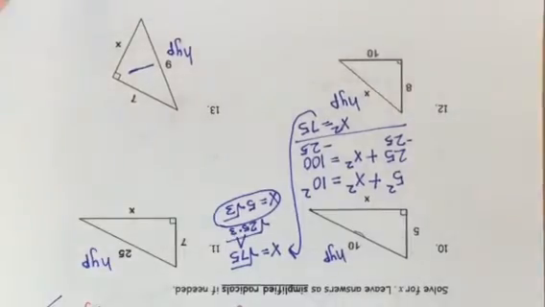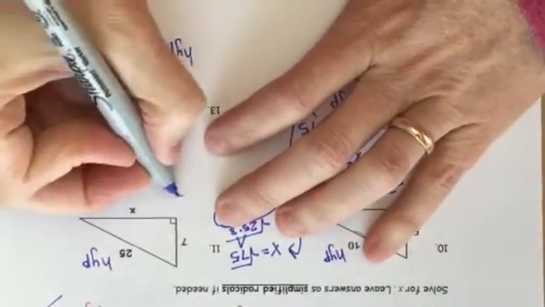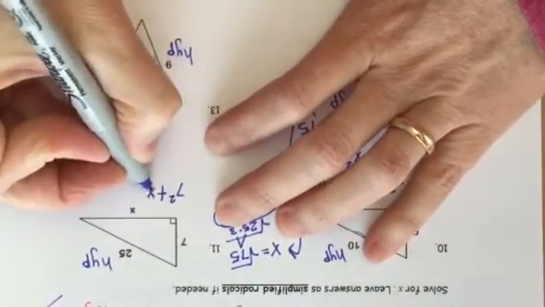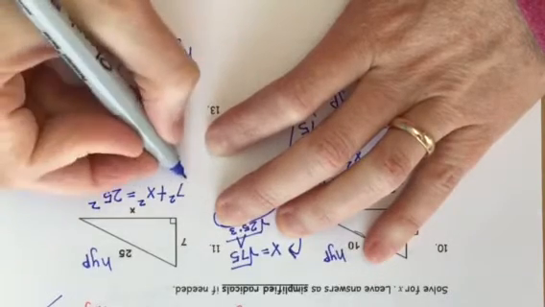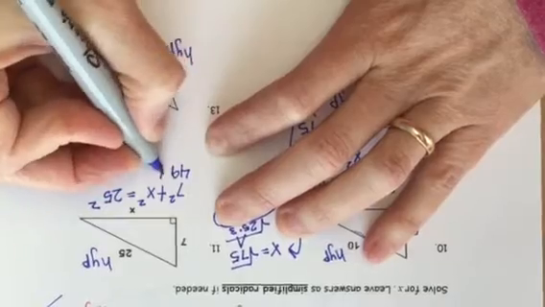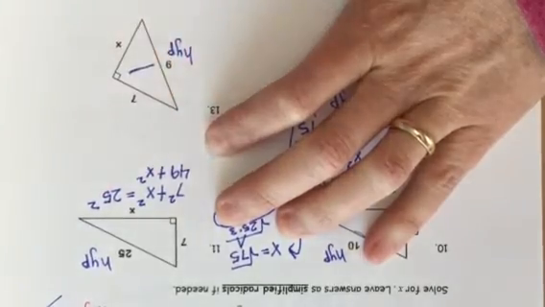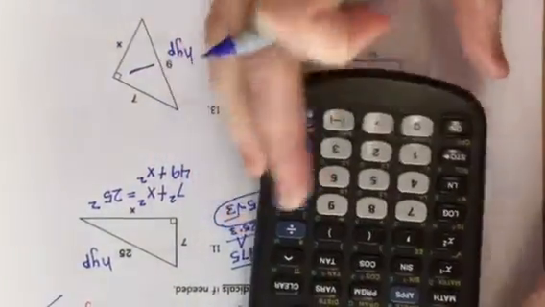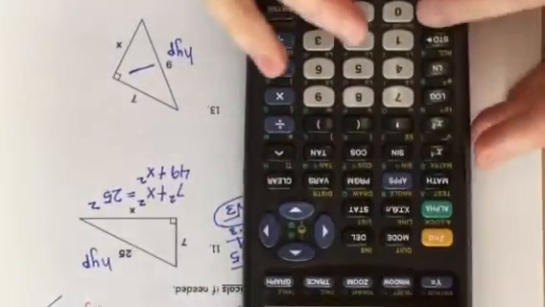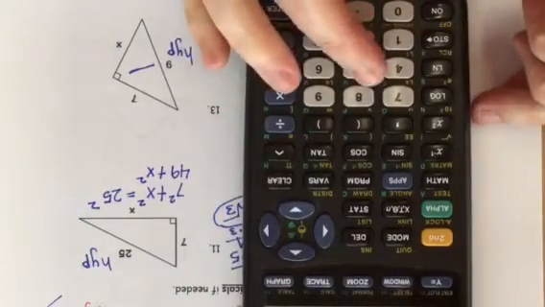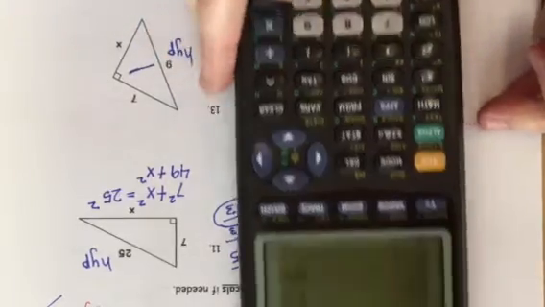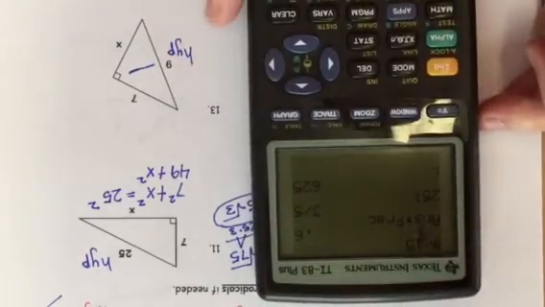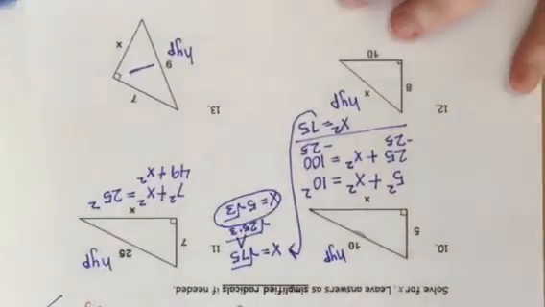Let's try number 11. We're going to do 7 to the second power plus x to the second power equals 25 to the second power. 7 squared is 49. 25 squared, I gotta plug this into my calculator, I don't have it memorized, so I'm hitting 25, that button squared right there, and it's telling me that the answer is 625.